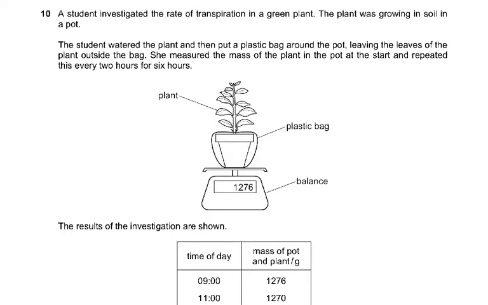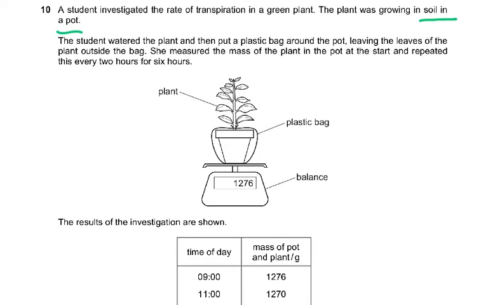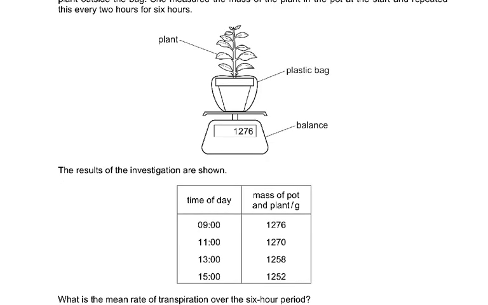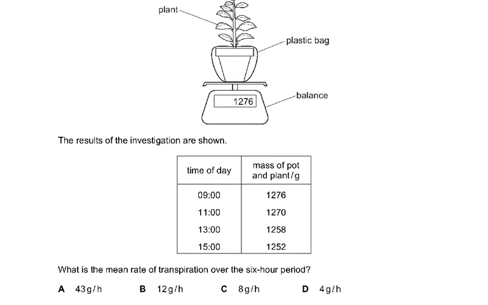Question 10, a student investigated the rate of transpiration in the green plant. The plant was growing in soil in a pot. The student watered the plant and then put a plastic bag around the pot, leaving the leaves of the plant outside the bag. She measured the mass of the plant in the pot at the start and repeated this every 2 hours for 6 hours. The results are shown: time of the day, mass of the pot and the plant, 1276, and then 1270, 1258, and then 1252.